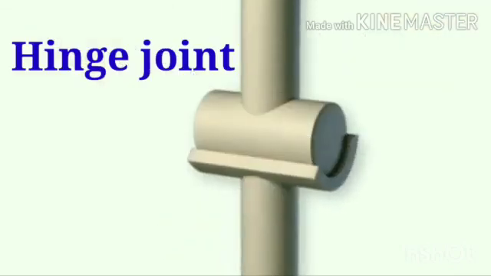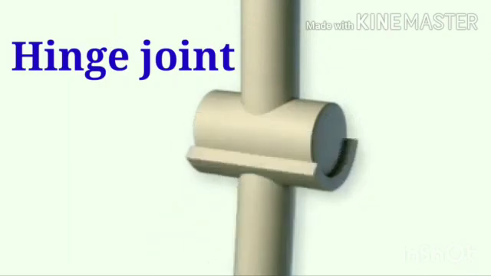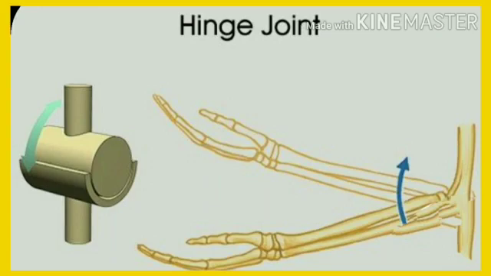Second, hinge joint. These joints allow movement in one direction only, like the hinges found on the doors and windows. The movement of this joint is not more than 180 degrees. This type of joint is found in our elbows, knees, fingers, and toes.